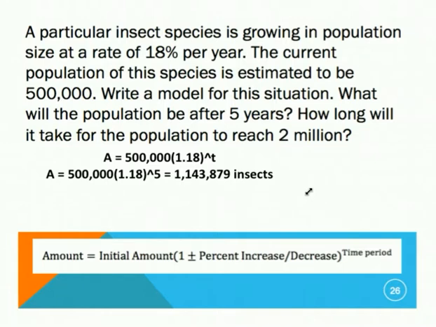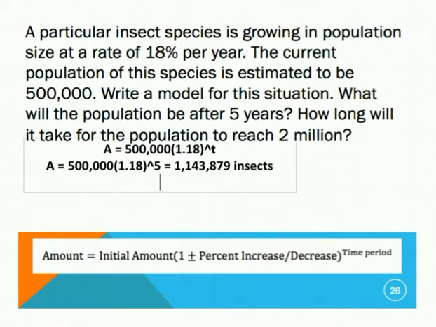So if you plug in a value of 7 years, you're not quite to 2 million. So I'm going to try 9 years, and I'm over 2 million. So I'm going to try 8 and see if that works. So 8 is a little bit under 2 million, and 9 is a little bit over. There are a couple ways I can structure my answer, but I could say it takes 8 to 9 years for the population to reach 2 million.